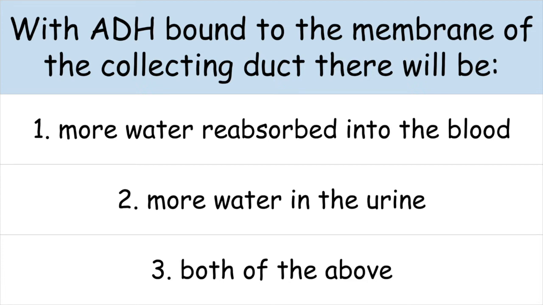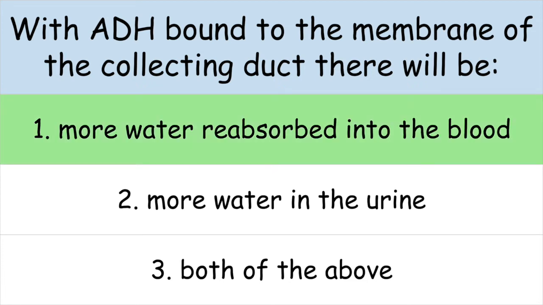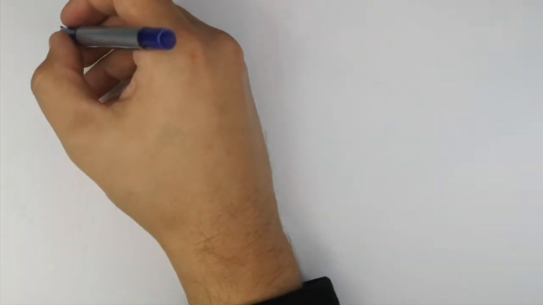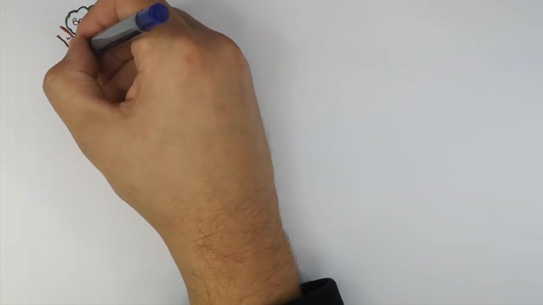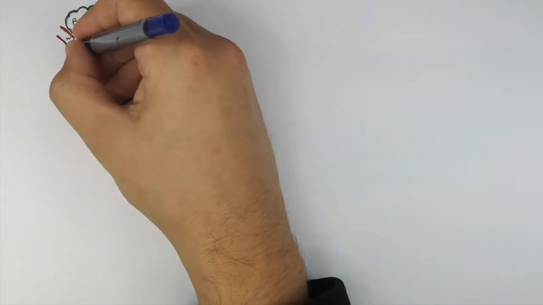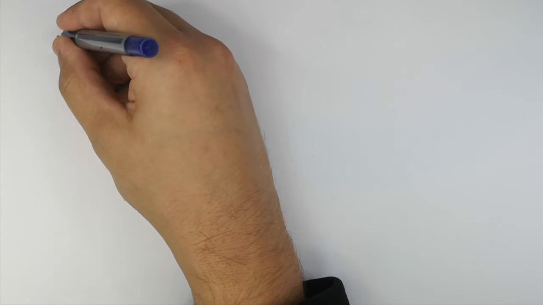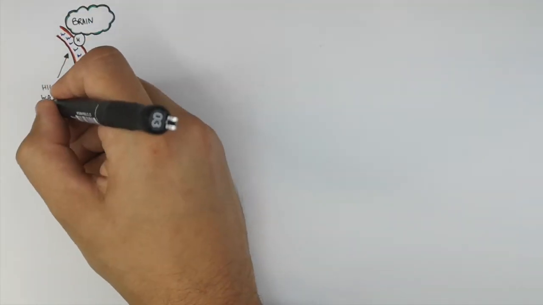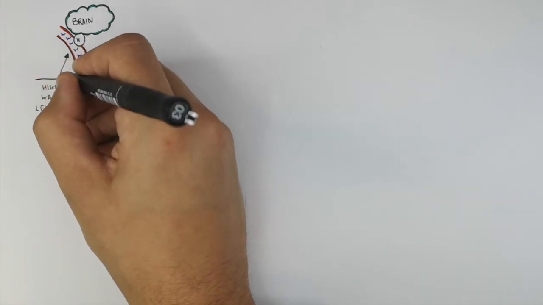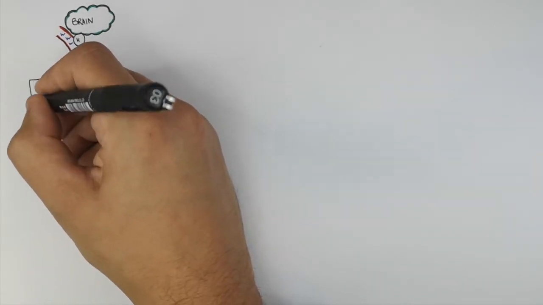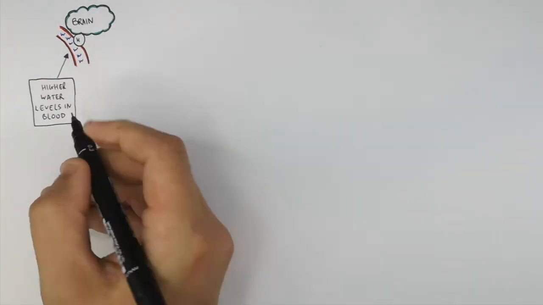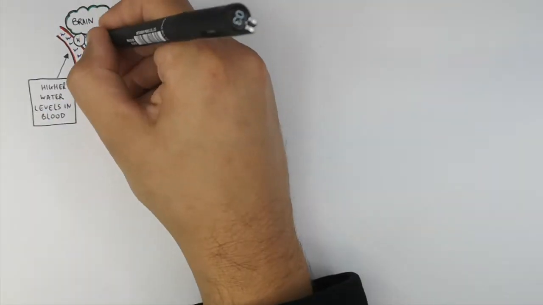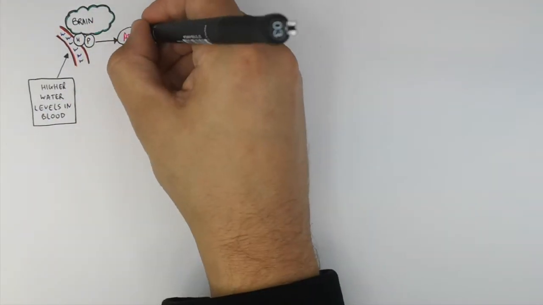So the body is dehydrated. There are low levels of water in the blood in the body. So now someone has drunk excess levels of water. They've drunk too much water, so now they're really hydrated. So now they have higher water levels in the blood. This is detected by the hypothalamus. The hypothalamus will send a signal to the pituitary gland to stop releasing ADH.